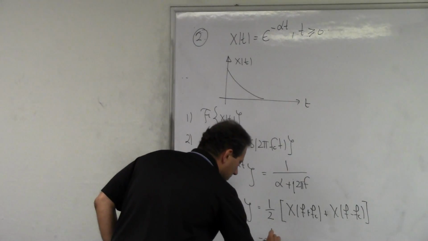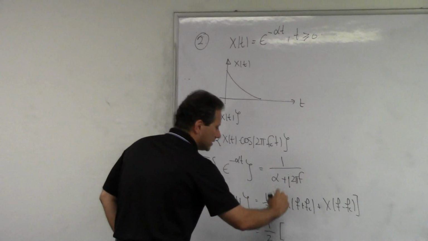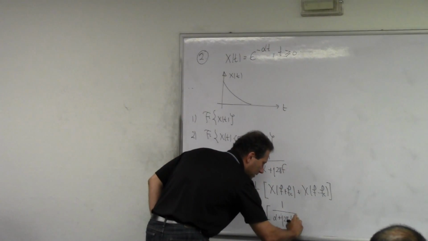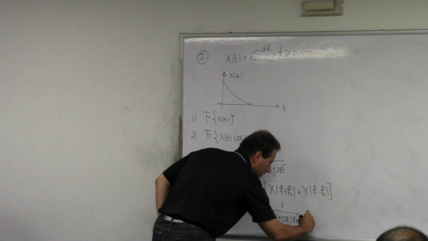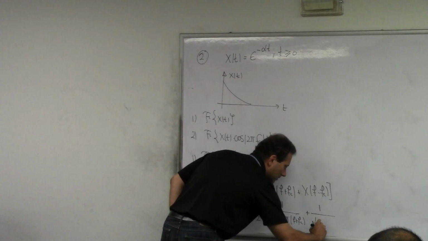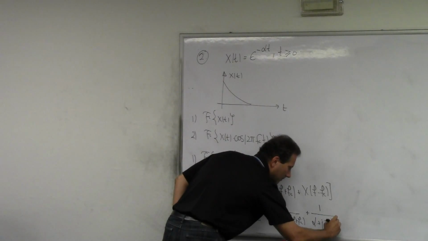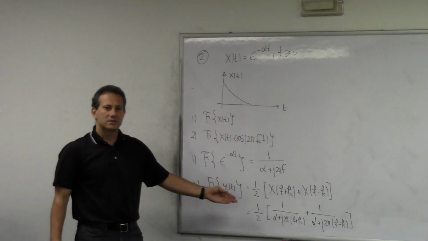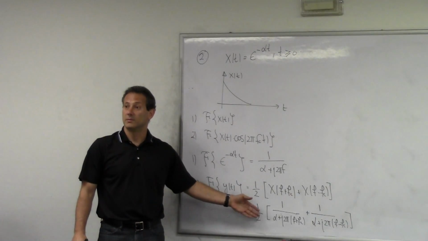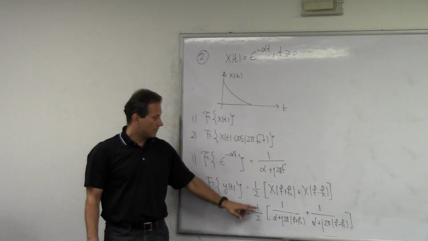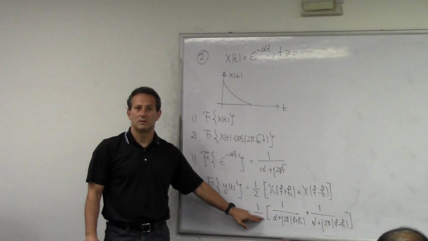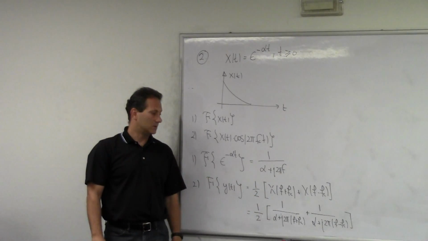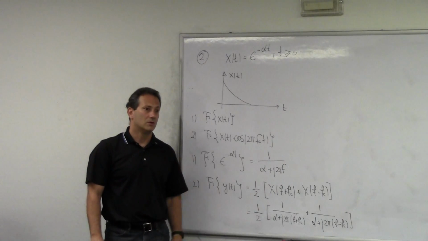So here you can just write 1/2 times X of f plus fc, which is 1 over alpha plus j 2 pi (f plus fc), plus 1 over alpha plus j 2 pi (f minus fc). Okay? And you can tidy this up, but I suggest don't waste time. Don't spend time on that. If you write this and this, it's okay. You don't have to put it in magnitude or phase, unless I say so or something specific. This is fine.